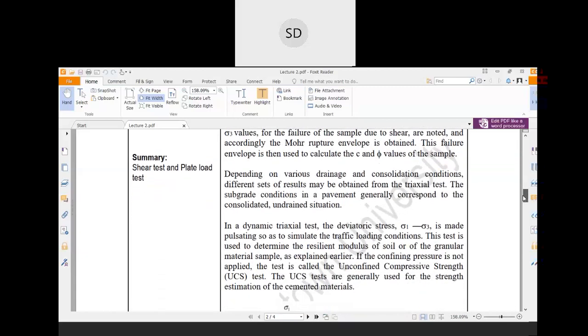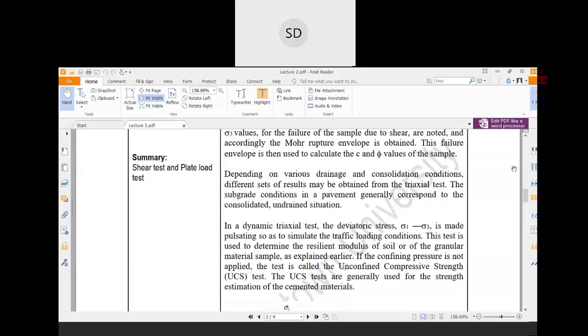Now, depending on the various drainage and consolidation conditions, different sets of results may be obtained from the triaxial test. Basically, for the tank where the soil sample is submerged, you can set the condition as undrained or drained. In the undrained condition, whatever water is there would still be present, and there would be no drainage of the water. But in the drained condition, you will continuously supply water in that tank, and there would be continuous drainage of the water. So these are the two types.